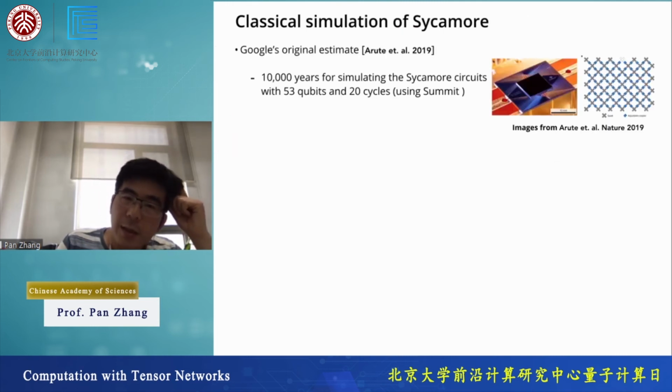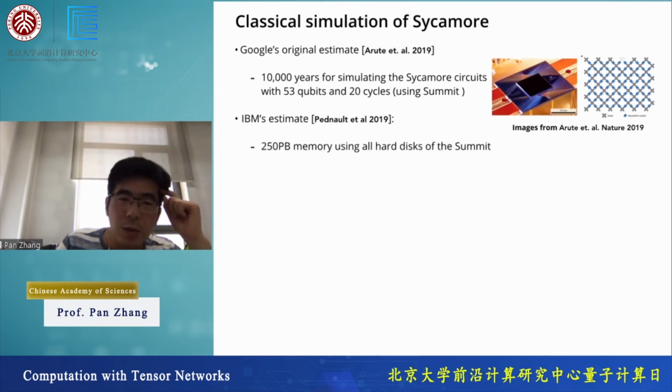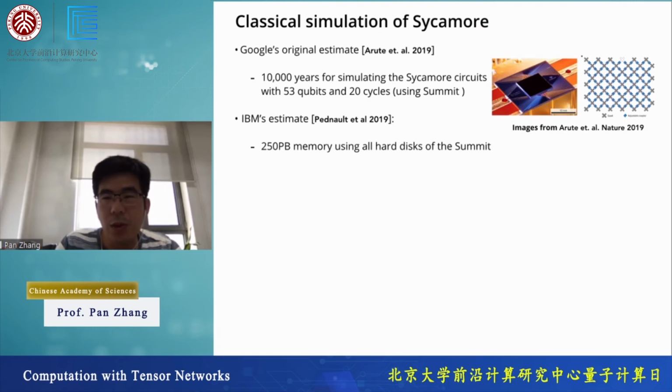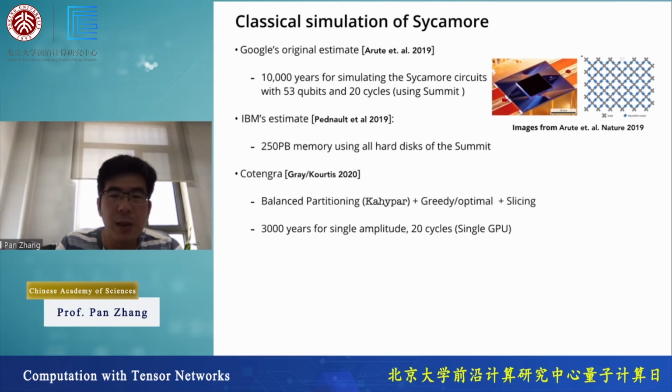So this actually attracted lots of interest. Just after Google, IBM claimed that if one could use not only the memories but also all the hard disks of the Summit, totally 250 petabytes, then one would be able to store the 2 to the power 53 state vector. Then all the computation can be finished in 2.5 days. But we know that it's not possible to use all the hard disks of Summit.